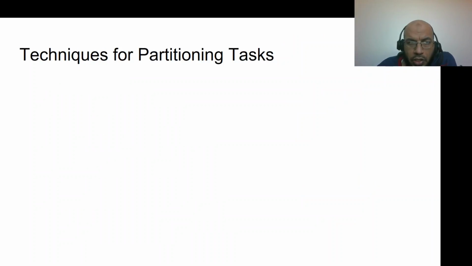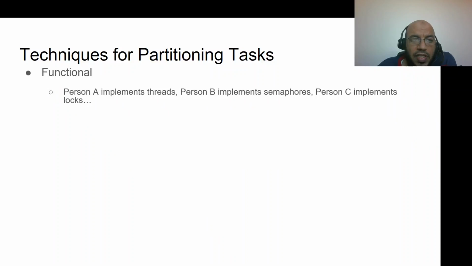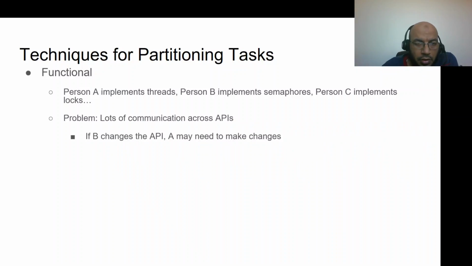So how do you partition tasks? First, you basically do functional partitioning. Person A implements the threads. Person B implements the semaphores. Person C implements the locks, and you end up in deadlocks, of course. Of course, there are also changes that require others to make changes. If you change the API because, well, I realized that my API doesn't work, so the others need to change whatever code they have.